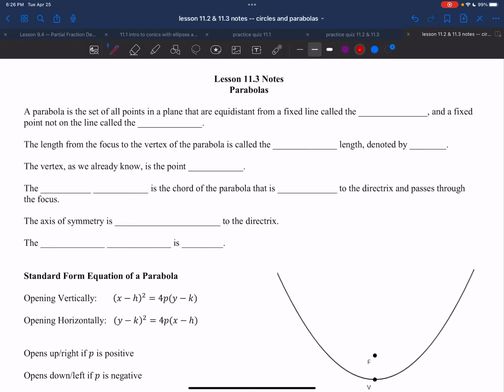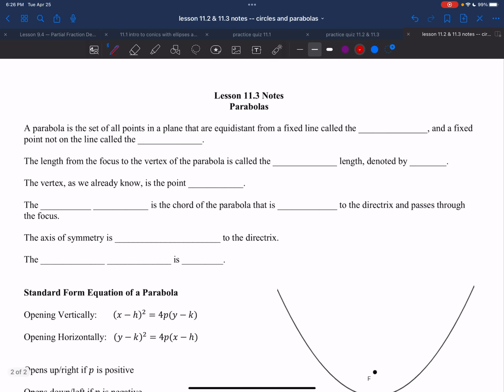Okay, lesson 11.3 on parabolas. Let's do this. So, talking about the conic section of a parabola, a few things I want to remind you. Remember, we're talking about conic sections.